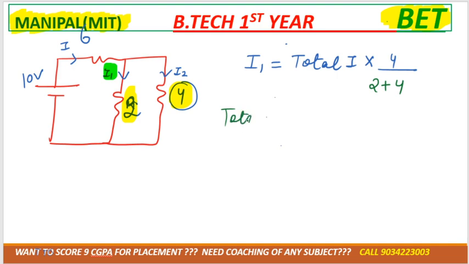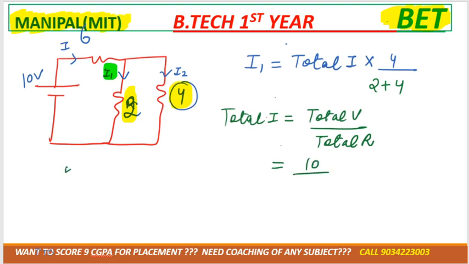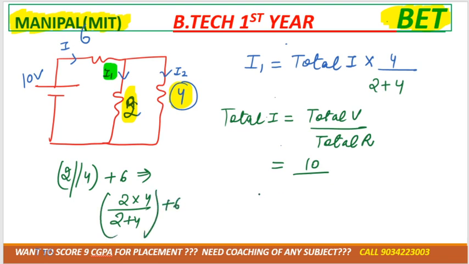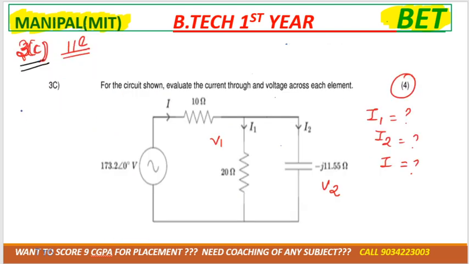But for that we need to calculate the total current. According to the formula, the total current is the total voltage divided by the total resistance, right? Total voltage is 10. For total resistance, as you can see, 2 is parallel with 4, then it is combined with 6. So 2 into 4 divided by 2 plus 4, plus 6. Whatever you get, you can substitute it here. Similarly, we can do it over here also.